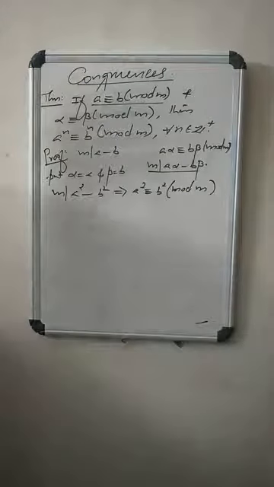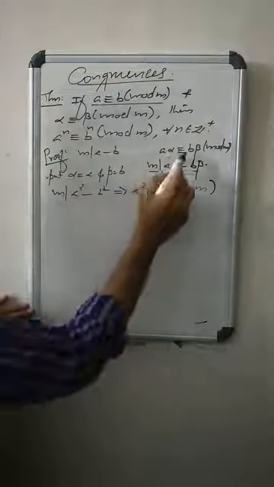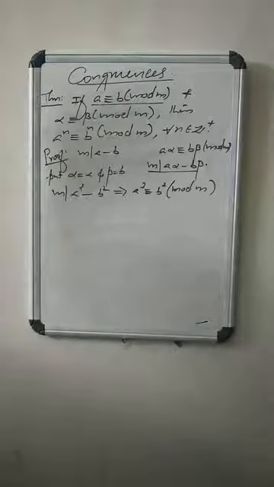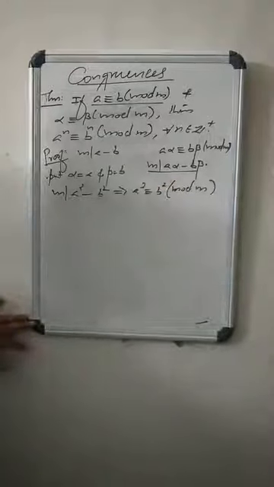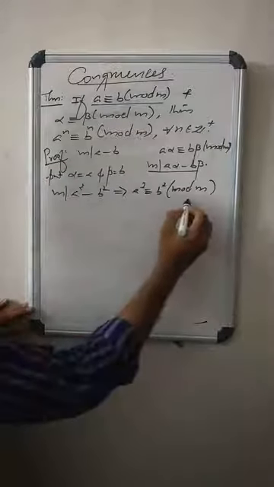By using the argument just above, we have m divides a minus b. Then we already proved that a alpha is congruent to b beta mod m. That means m divides a alpha minus b beta. You can replace alpha by a and beta by b. Then m divides a square minus b square. That means a square is congruent to b square mod m. So the result is true for n equals 2.